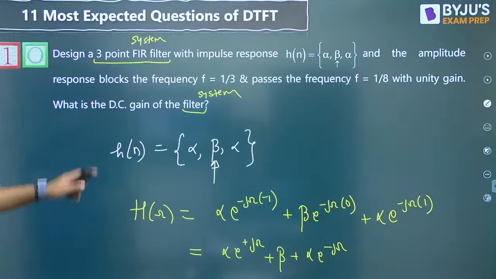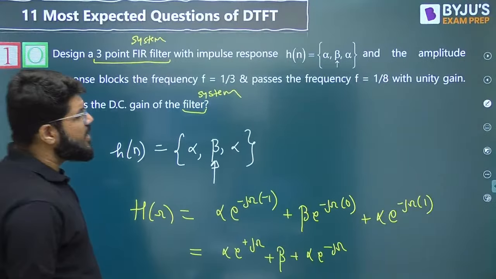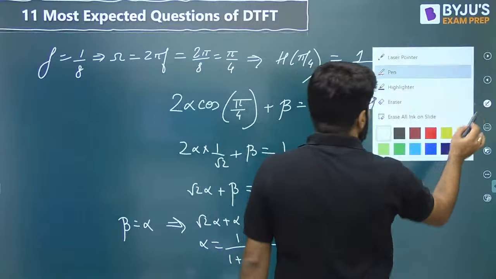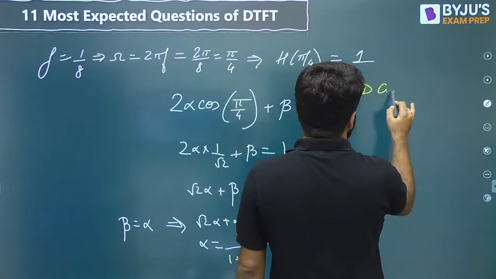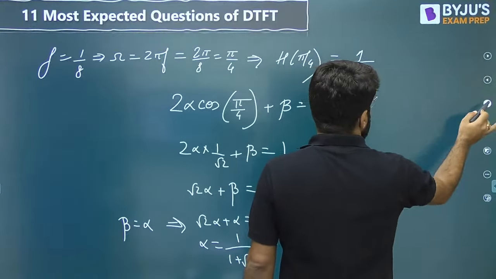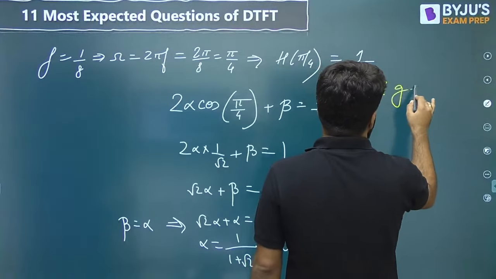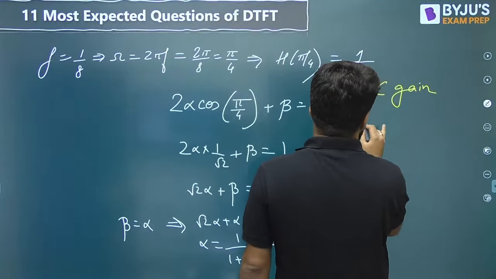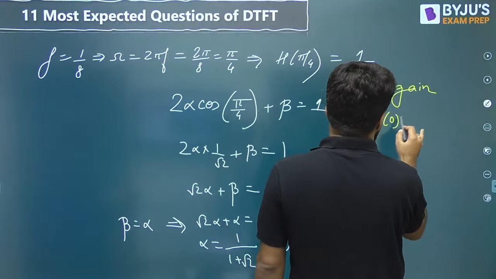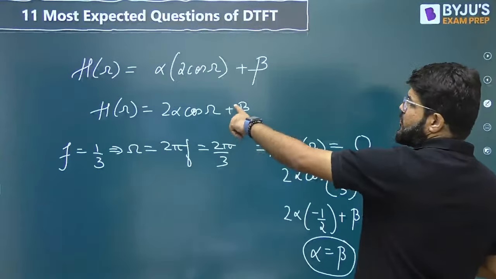You have both alpha and beta now. What is the DC gain of the filter? DC gain means zero frequency gain. So the final question is to find the DC gain. Okay, that means the gain at zero frequency. What should be the gain at zero frequency?